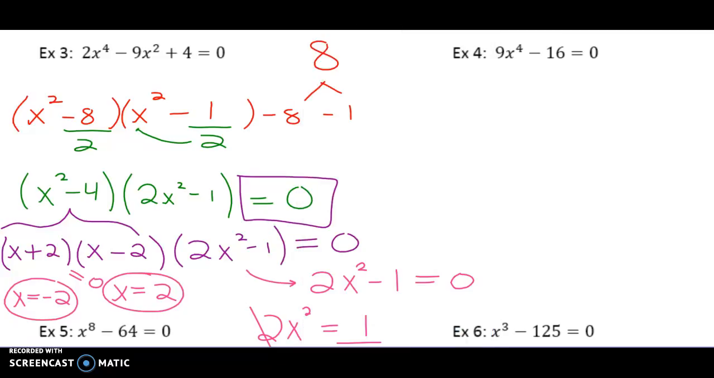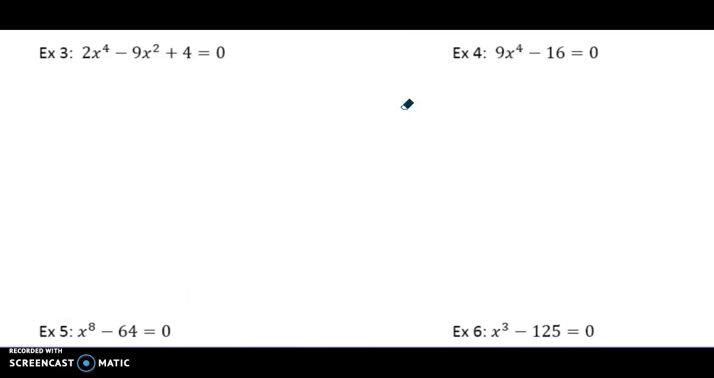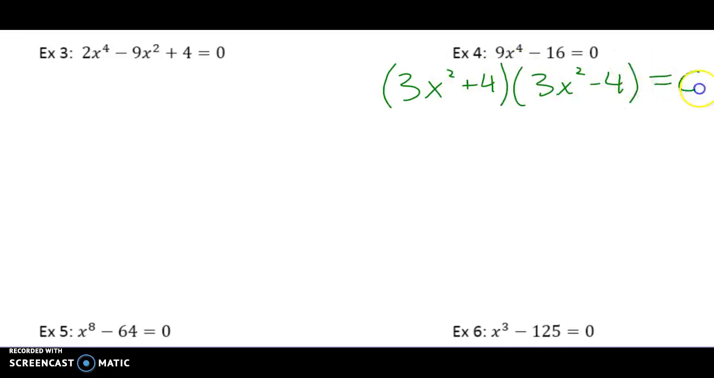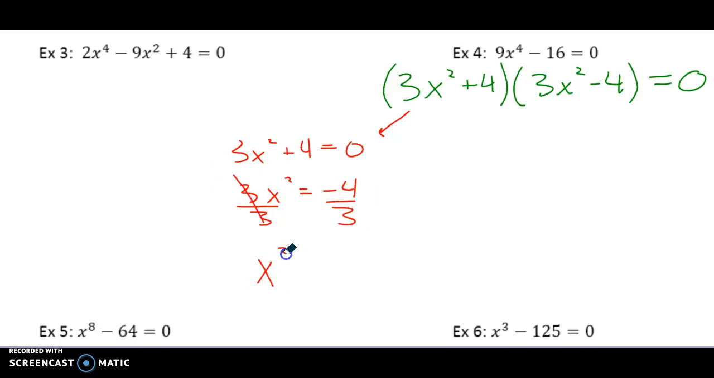Okay? Try and do number 4 on your own. This is a difference of 2 perfect squares. So your first step should have been 3x squared plus 4, 3x squared minus 4. Don't forget it is an equation. It's equal to 0. The next thing you should do is set each of them equal to 0. So if you get 3x squared plus 4 equal to 0, you'd subtract over the 4, divide by 3, and I'm taking the square root of a negative number.